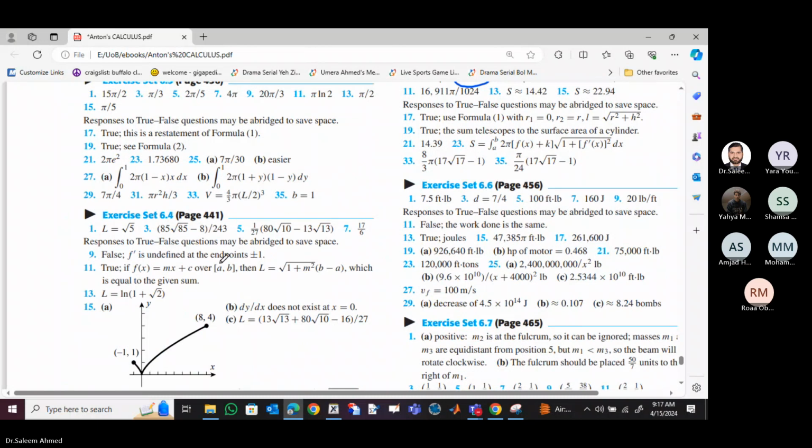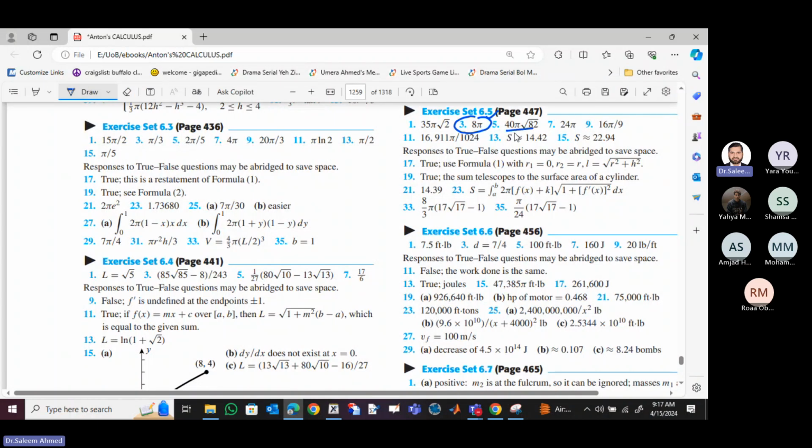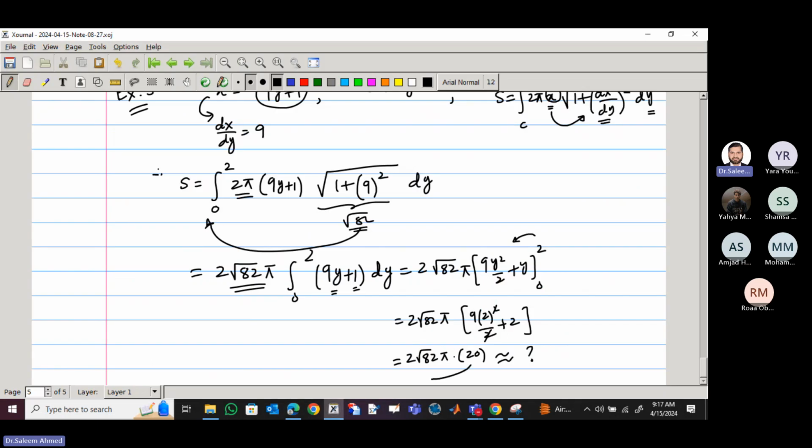Here. 40 pi square root of 82. See, same answer. So they did not simplify using a calculator, right? 20 times 2 is 40. 40 pi and square root of 82. So the same answer. But you can use a calculator. This is not approximate. This is equal. But if you want, you can use a calculator and write the approximate answer. Otherwise, leaving it here is also fine.